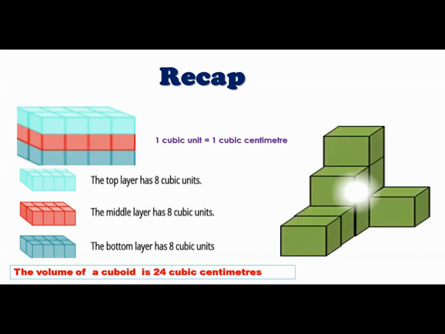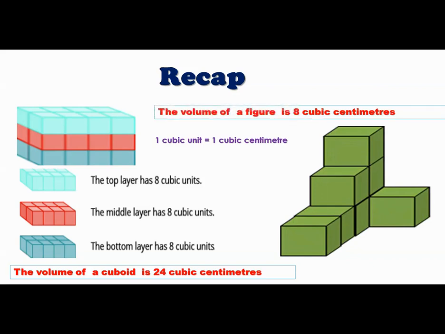Moving on to the next solid figure, there is 1 cubic unit in the first layer, 2 cubic units in the middle layer and 5 cubic units in the bottom layer. That means the volume of this solid figure is 8 cubic centimeters.